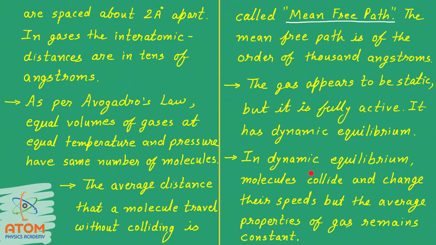See, this is a very important point, that in gas, molecules are colliding continuously and so their speed will be changing. But the average property of gas remains constant. Due to the collision and motion of the molecules, the overall property of gas doesn't change. It remains constant. That means, though the motion and collision will be taking place between molecules, the total pressure, temperature, volume of the gas will remain constant. It will not be changing.